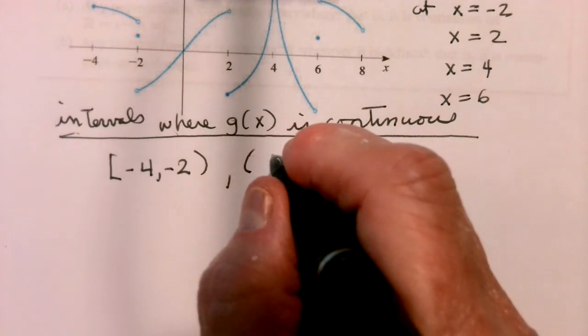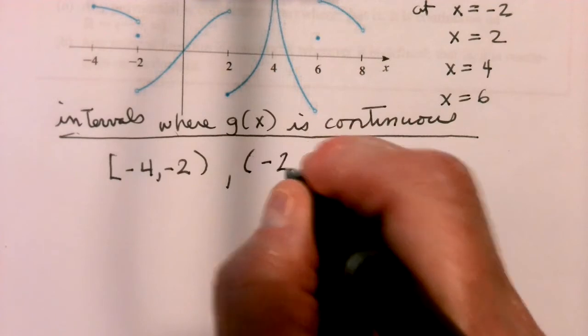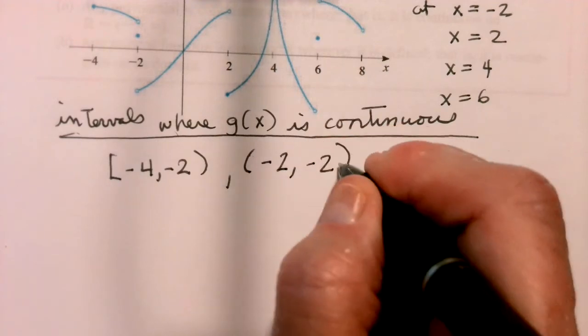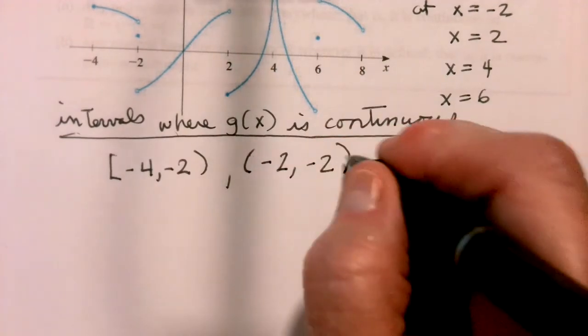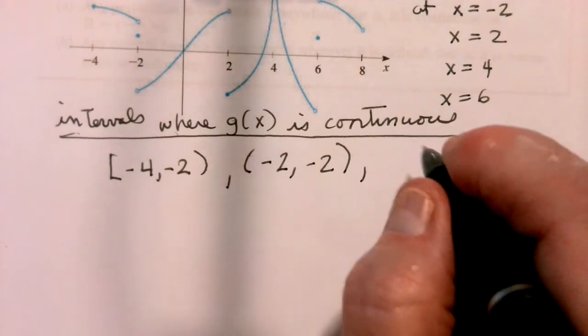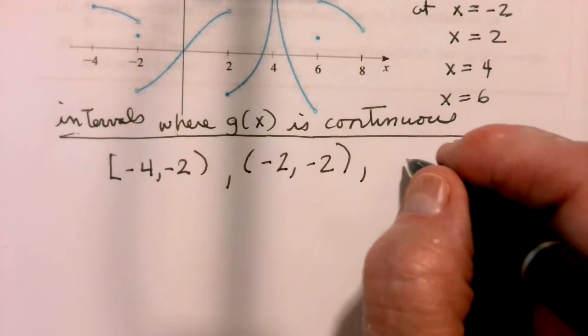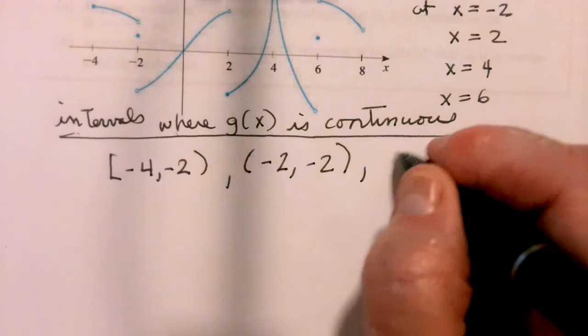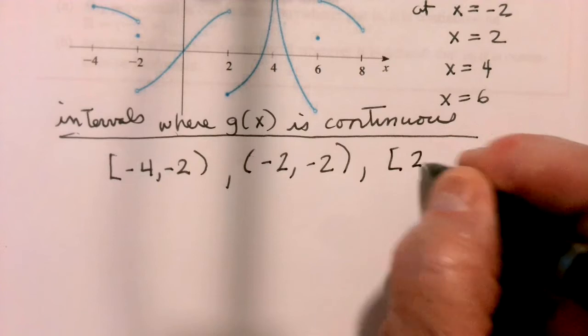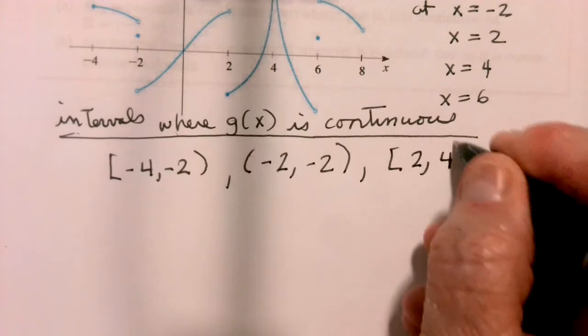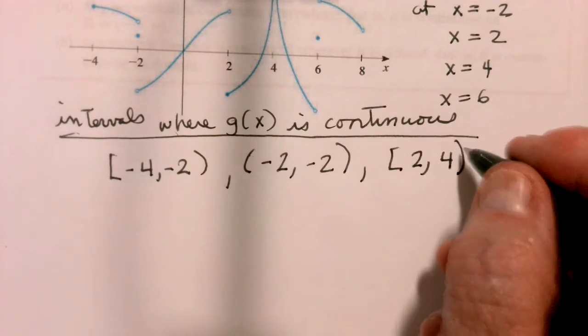So those are both open circles. So I'm going to go from -2 to 2. There's an open circle here and an open circle here. Now, right here, there's a vertical asymptote, but notice there's a solid dot right there. So I'm going to put a square bracket and go from 2 to that vertical asymptote with a rounded bracket.